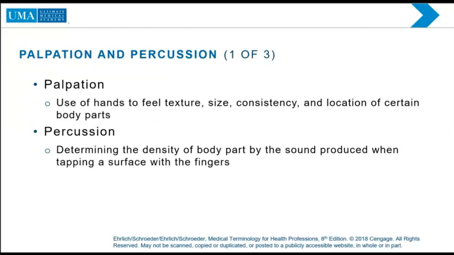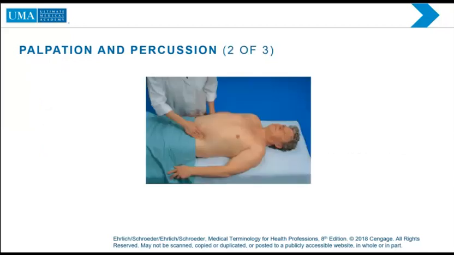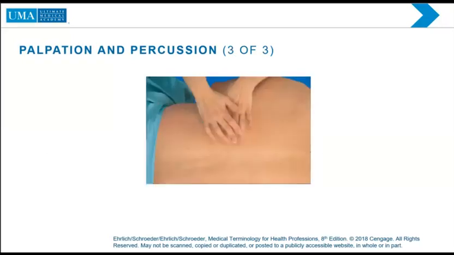Palpation and percussion. Palpation is the use of the hands to feel texture, size, consistency, and location of certain body parts. Percussion is determining the density of a body part by the sound produced when tapping a surface with fingers. And you see this illustrated in the diagram, and in this diagram as well.